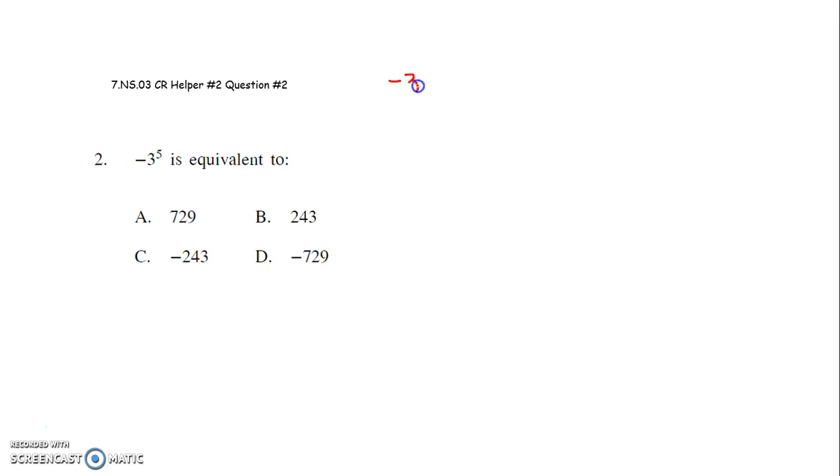If you see -3 to the 5th power and there's no parentheses around the -3, what that really means is -1, that's a -1 in the front, times just 3 to the 5th. So -1 times 3 to the 5th would be a base of 3 times itself 5 times: 3 times 3 times 3 times 3 times 3. That's physically what this means, okay?